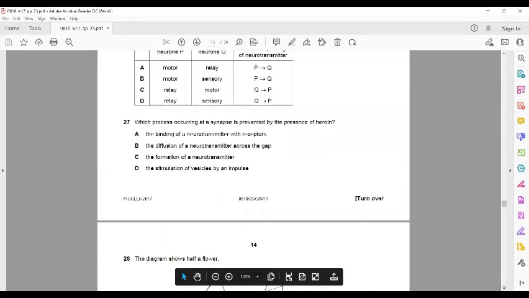Question number 27. Which process occurring at the synapse is prevented by the presence of heroin? Yes, A. And the reason is that it actually slows down the reaction and makes people relax. It doesn't let the transmitters connect with the receptors, to reach and bind with them. So that is the answer. The rest of it is wrong. So A is the answer.